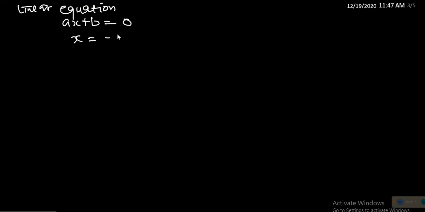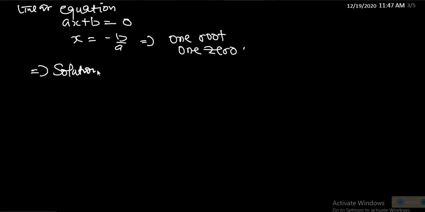So remember that when you are solving a linear equation, ax plus b equals 0, your solution set will be minus b over a, which is one root, or we call it one zero. Remember that the solution of a polynomial is also called the root of the polynomial, which is also known as the zero of the polynomial.